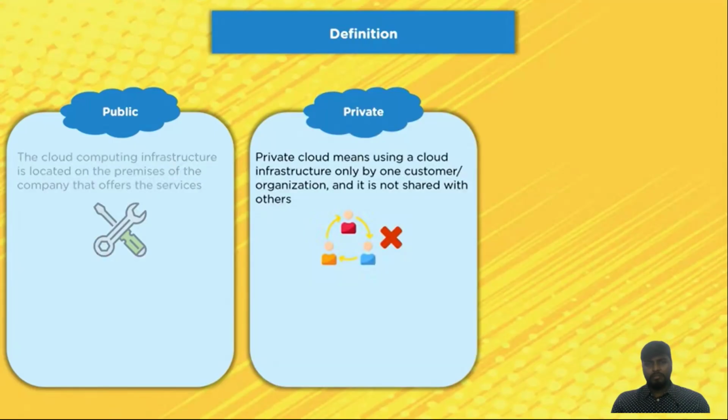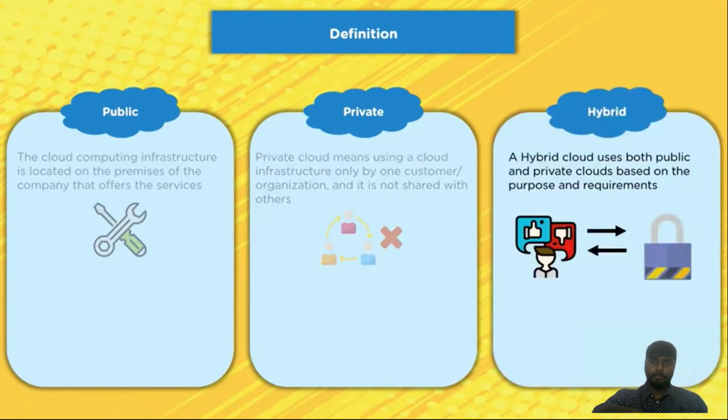Coming to the next cloud, private cloud. Private cloud means the cloud infrastructure is used only by one customer or organization, and it is not shared with any others. Let's say I'm maintaining one company, and I have enough money to maintain my own personal servers for an entire company. I build my own servers and I keep people to manage the infrastructure of my own organization. That is what comes under private cloud. It won't be accessible by any other companies or any other public people. Only the people who are present in my company can access my private cloud. That's why we call it a private cloud.